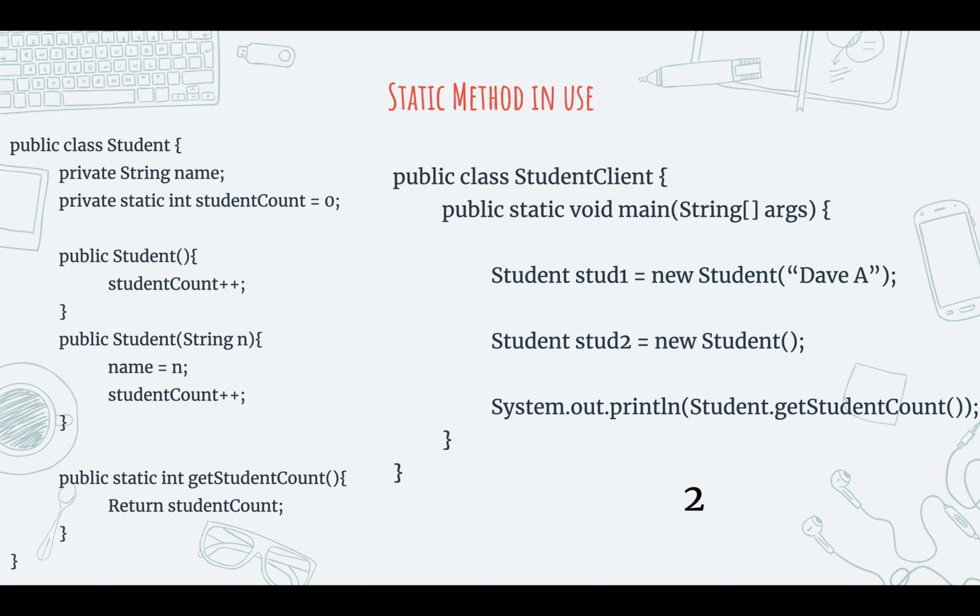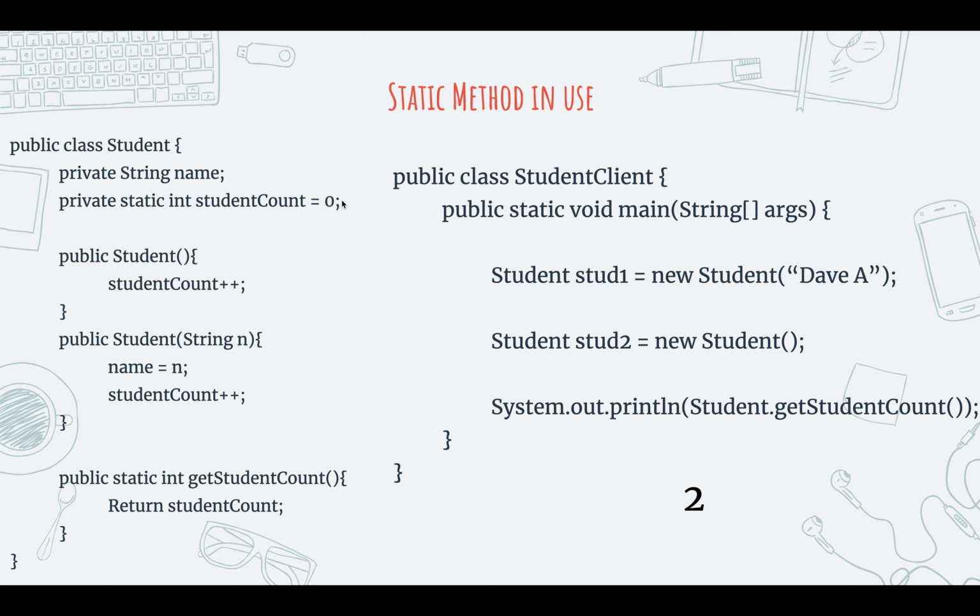Because we create two student objects, and whenever we create an object, it increments the value of student count by 1. So when I created this object, student count gets incremented by 1. This is no longer 0, this is 1. When stud2 gets created with the empty, no-argument constructor, it still increments student count by 1. So now it's going to be 2.